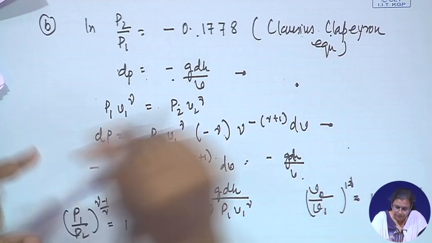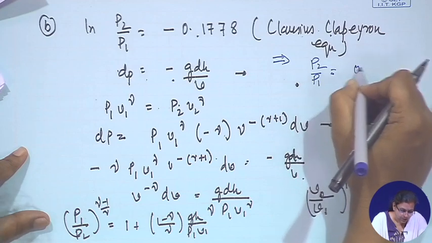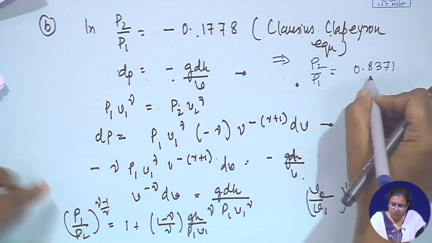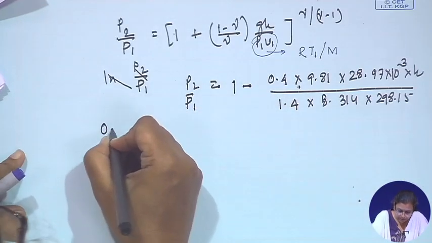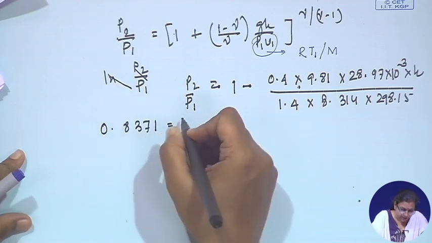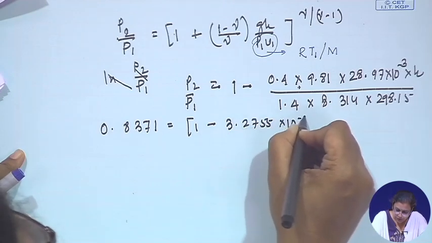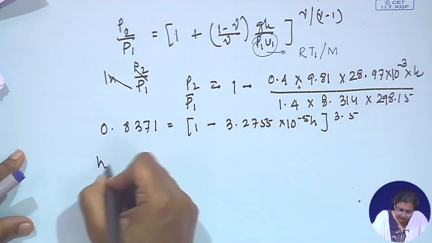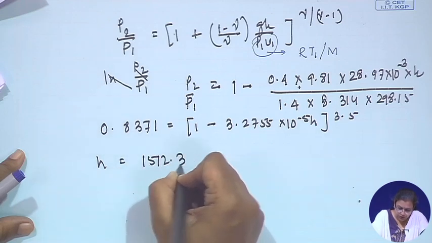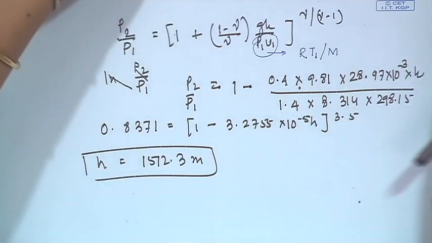From here we get P2 by P1 equals 0.8371. So, I can very well equate this P2 by P1 with the value which I have got here. This is equal to 1 minus 3.2755 into 10 to the power minus 5 into h whole to the power 3.5, right. So, from here I get h equals 1512.3 meters.